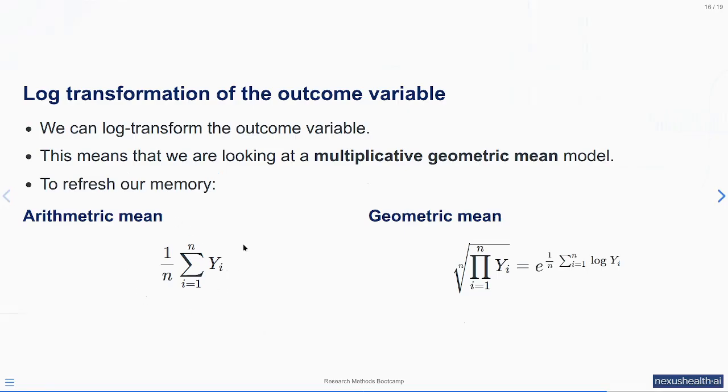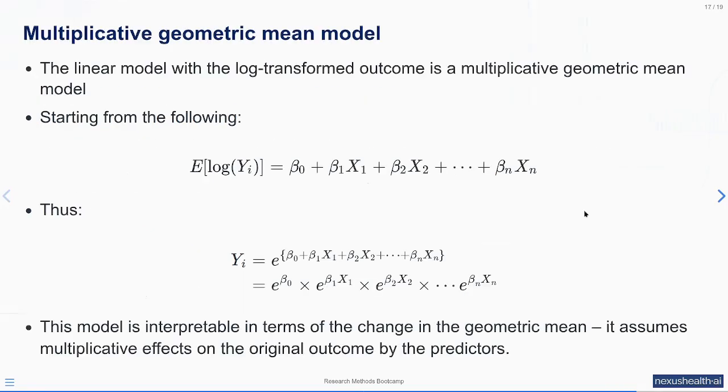In contrast to the arithmetic mean, the geometric mean is multiplicative. This symbol here just means multiply. So we're taking the product of all y and then taking the nth root of it. The nth root of the product of all of y is equivalent to the exponential of 1 over n times the sum of the log of y. So it's a geometric mean, and this is how we get it.